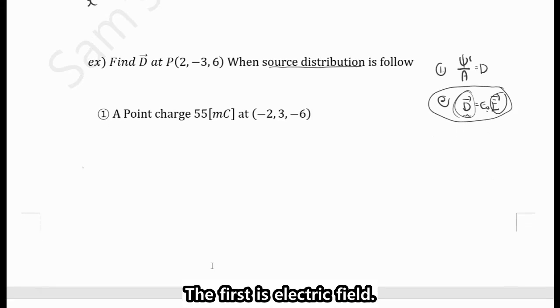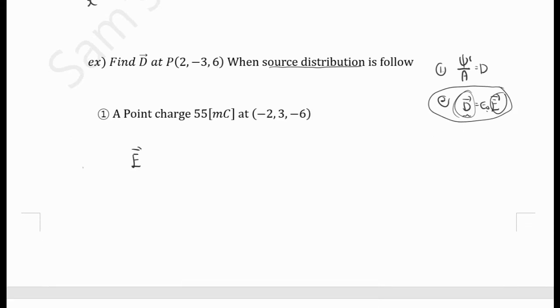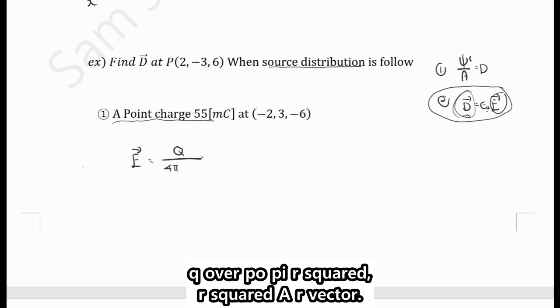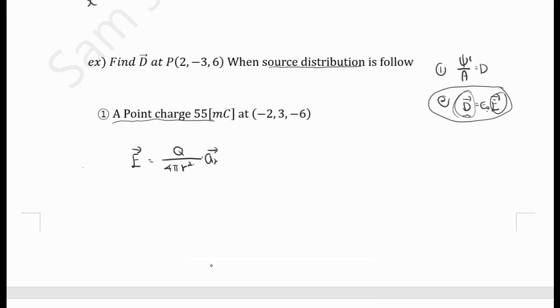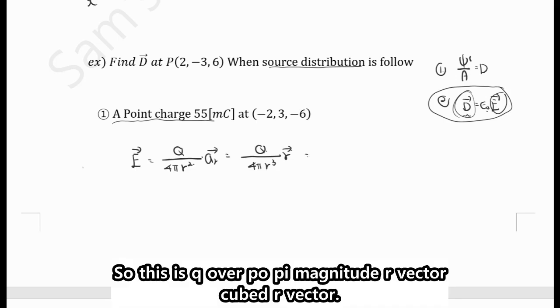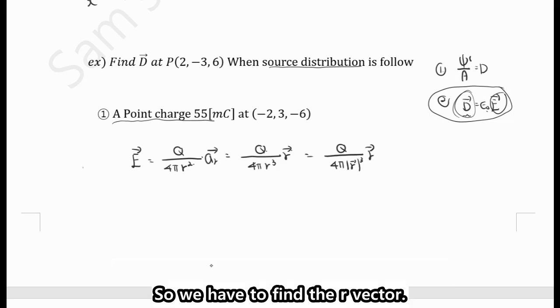So first, the electric field by the point charge is Q over 4 pi r squared, a_r vector. So this is Q over 4 pi, magnitude of r vector cubed, r vector. So we have to find the r vector.